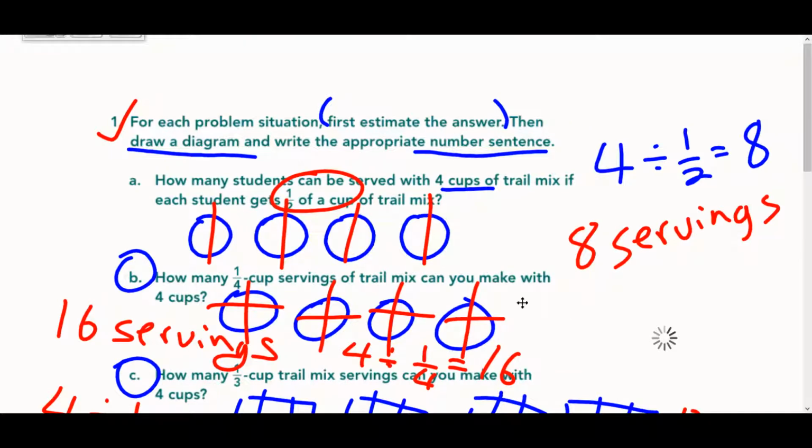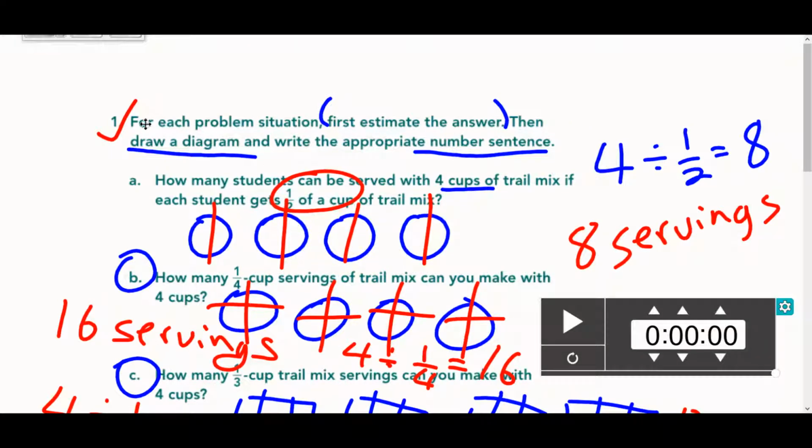Then we put it into practice. It said, for the situation, to first estimate the answer. I told you we didn't really need to worry about that this time, but then we draw a diagram and then the appropriate number sentence. So we drew 4 circles here because there's 4 cups of trail mix, and then we divided them into halves. Just like we did on the previous page, we cut this into half pieces and count them. We get 8 servings. So 4 divided by 1/2 equals 8.